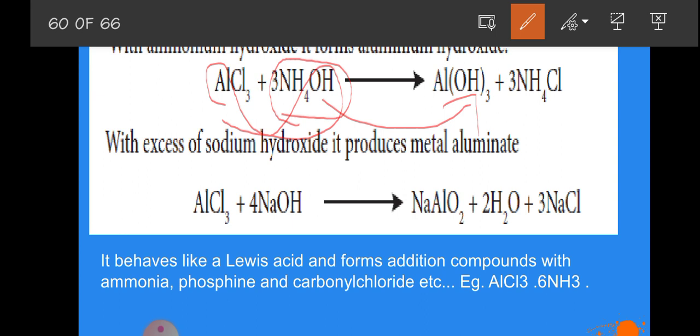ammonium chloride. So remaining will be Cl3 is there, right? So chlorine will be combined and 3NH4. So ammonium will join with the chlorine, so it will form ammonium chloride.